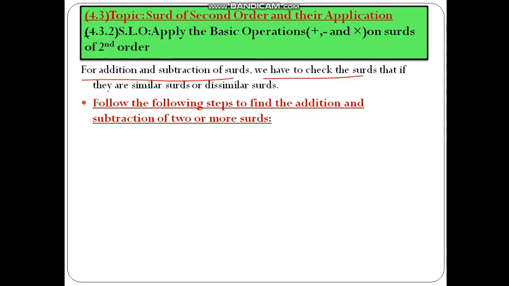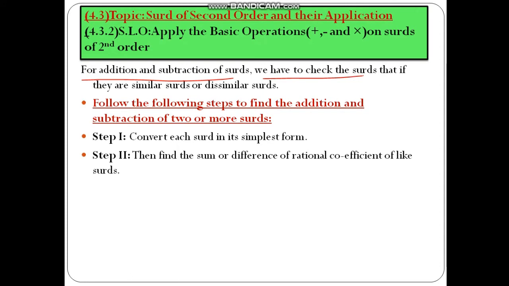Follow the following steps to find the addition and subtraction of two or more surds. Step number 1, convert each surd in its simplest form. जहां तक सिंपल हो सकता है आपने उसको सिंपलेस्ट फॉर्म में कन्वर्ट करना है, ठीक है. स्टेप 2 में करना है, then find the sum and difference of the rational coefficient of like surds.